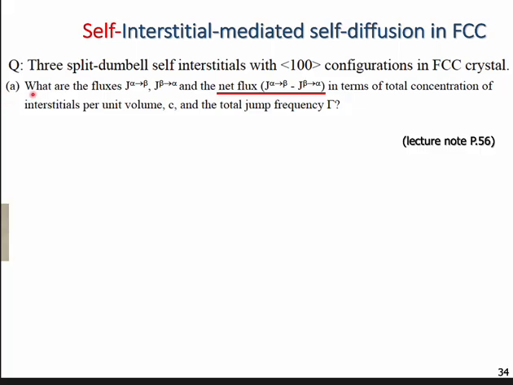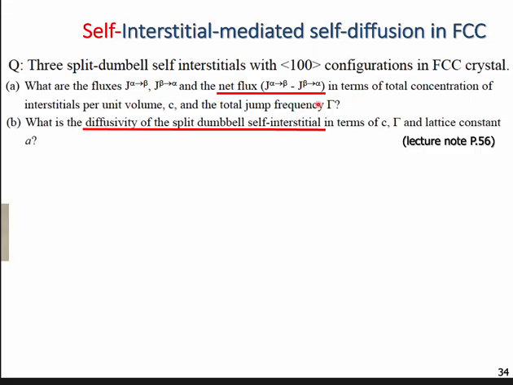And question A asks what the flux of this self-interstitial is, or what the flux of the host atoms is from alpha to beta and beta to alpha, and also what the net flux is in terms of total concentration of interstitials per unit volume, and also total jump frequency. So based on the questions, you know they ask you to get the host diffusivity based on Fick's law. So they highlight we need to get the net flux, right?